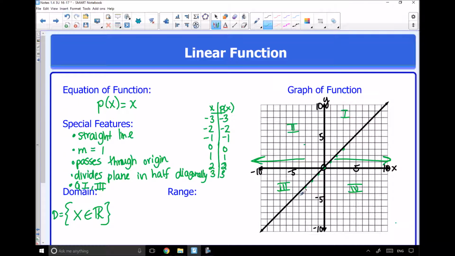And then the range, it goes on forever in both directions right here as well, so I can say that my range is y is an element of all real numbers as well. Okay, and that's the basic gist of what the parent linear function p of x equals x is all about.